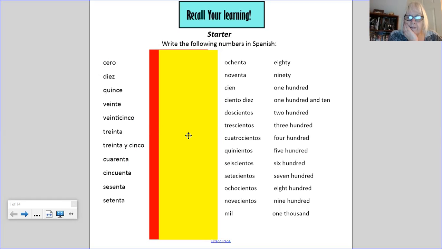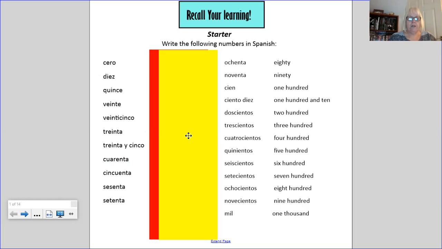500, be careful with that. That frequently comes up in the reading and listening, and you do need to be able to spell this. 600, then 700. Again, a spelling change there, so be careful with that one. 800, 900, another spelling change. 9 is nueve, but 90 is noventa, and 900 is novecientos, and then 1,000 is mil.